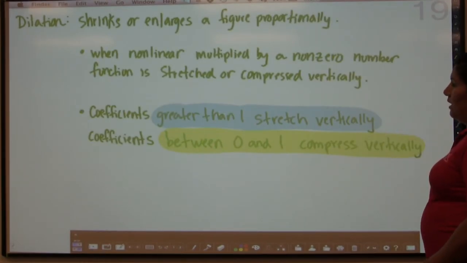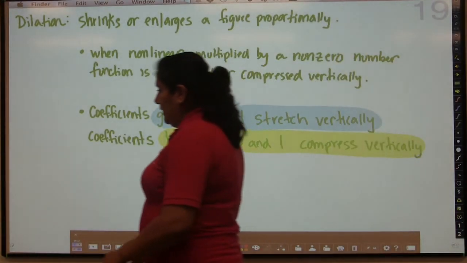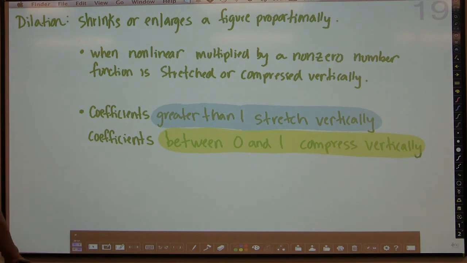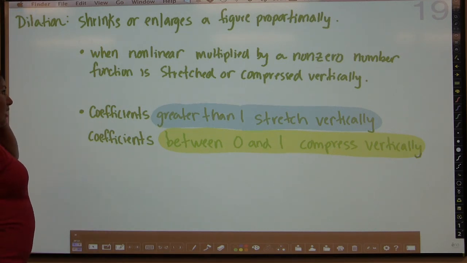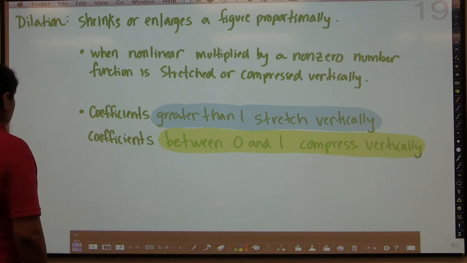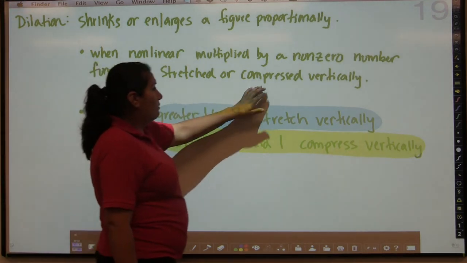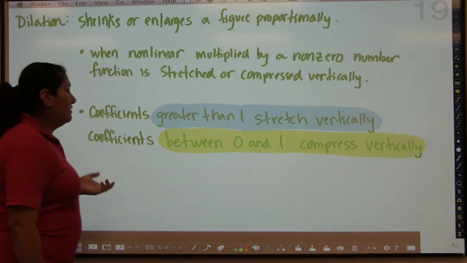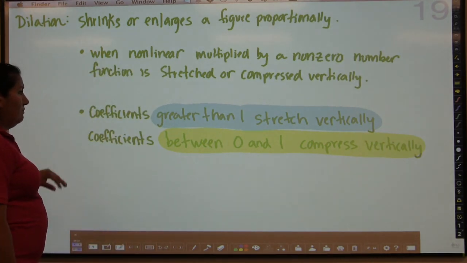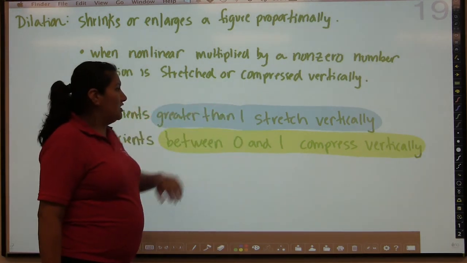And then we will go on to our last example and our last type of transformation, which is what we call a dilation. A dilation either shrinks or enlarges a figure proportionally. So when you have a nonlinear function that's multiplied by a non-zero number, so if it's multiplied by a zero, it doesn't even count, then the function is either stretched or compressed vertically. And so like before with the whole H and K thing, I want to give you guys some basis for when is it a stretch and when is it a compression.